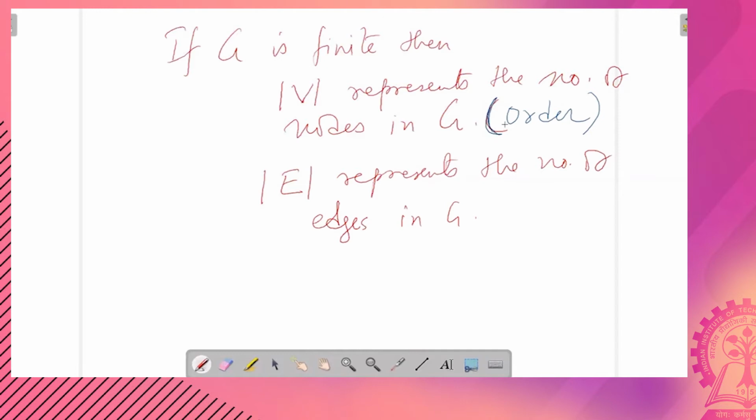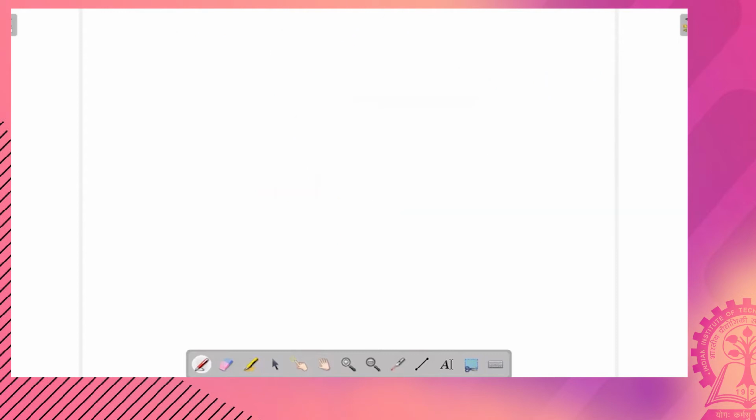Similarly, the number of edges is sometimes called the size of the graph. So given these basic intuitions, pictorially, a graph G would look like the following.